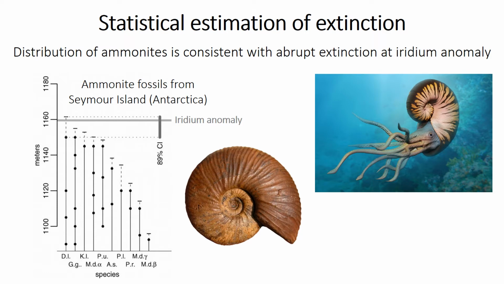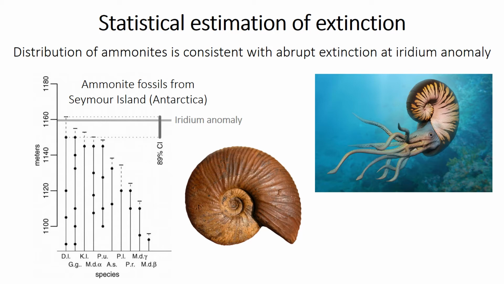So as I mentioned very briefly before, it is possible to use statistics to estimate when we think the extinction might have happened. And surprisingly, back to our ammonites from Antarctica, we can come up with a 90% bar. There's roughly a 90% chance, more or less, that these 10 ammonites went extinct in a single event, and our best guess includes the iridium anomaly, actually. That's what this 89% CI thing is, roughly speaking.